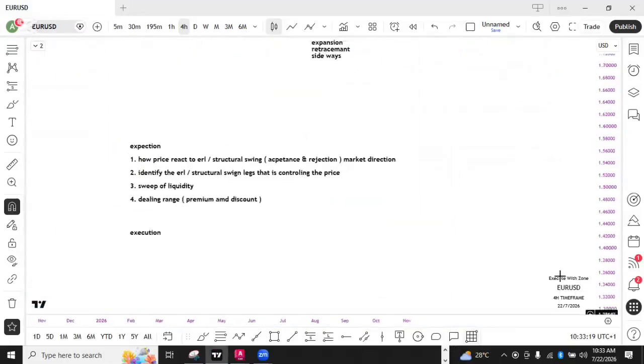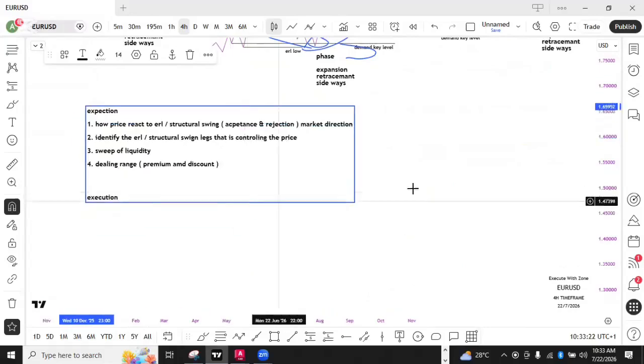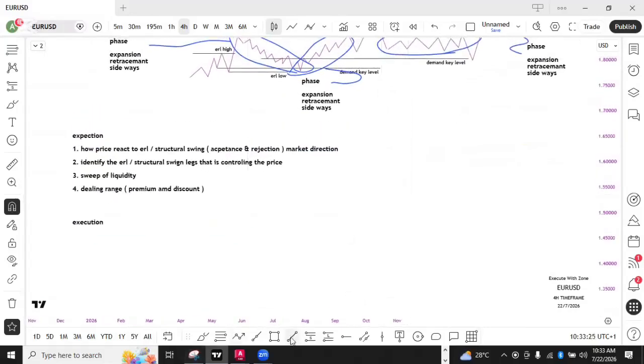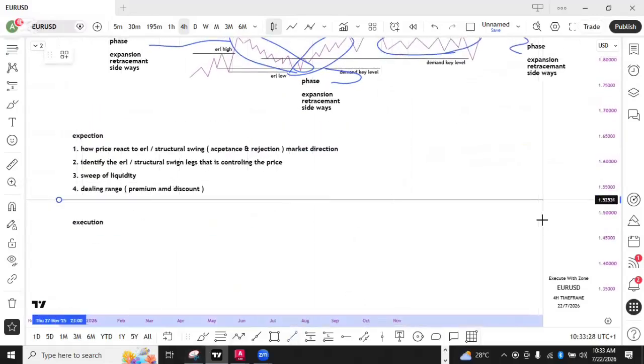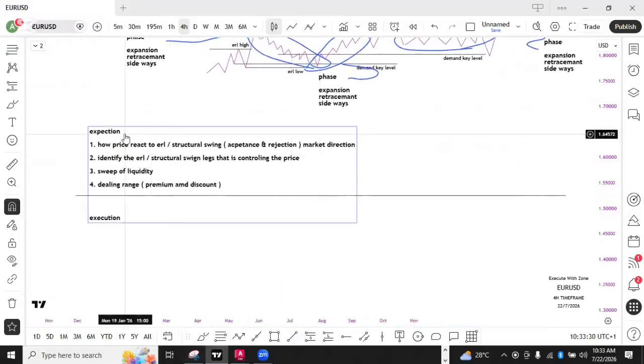Yeah, so now I've explained that the first thing you need to do is have an expectation, right? And your expectation is how price reacted to the external range liquidity, which is acceptance or rejection. Majorly it is first knowing the market direction. Am I bearish? Am I bullish? Am I going to still stay away from the chart? And what will make you understand your direction is the external range high or external range low, which is knowing if the market accepts it or rejects it.